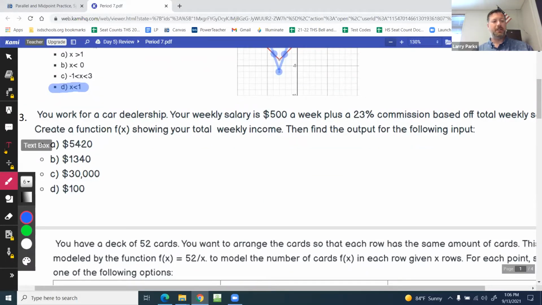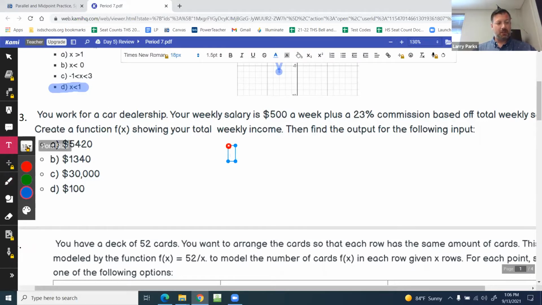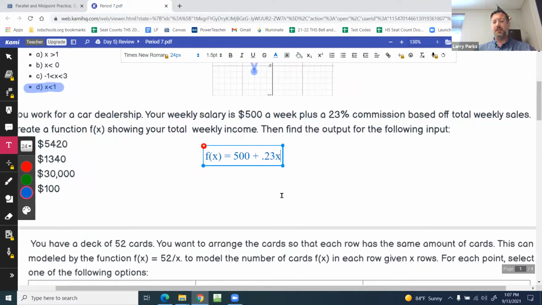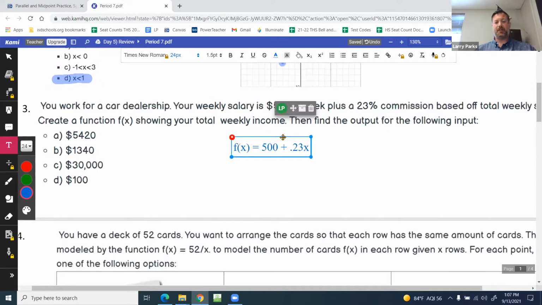Okay, well, let me start off. So I'm going to say f of x, and I get $500 a week plus 23%, which is 0.23, and we'll say x. So x is our total weekly sales. Here's my function.